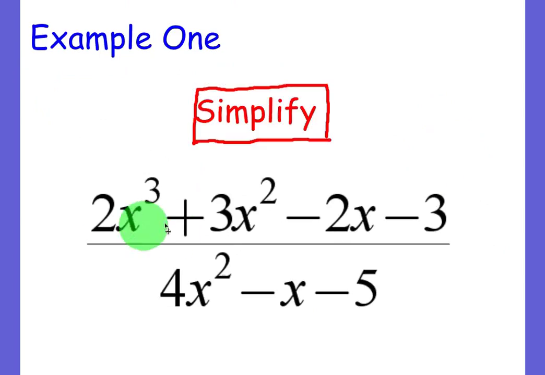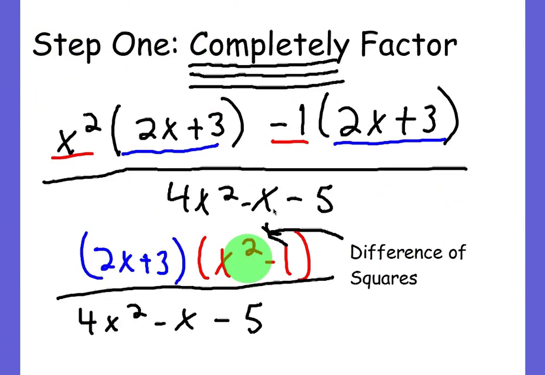Any ideas on what you might do to simplify this? First of all, no, you cannot cancel anything out because of these pluses or minuses. Always remember that. You can only cancel stuff once we have multiplication or factors. So guess what? That's what we're going to do to start out with. We're going to factor. So this says completely factor, right? So we need to make sure we're factoring all the way.